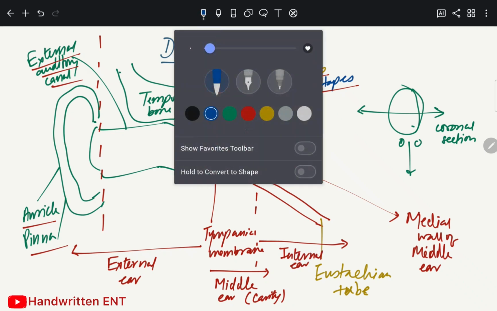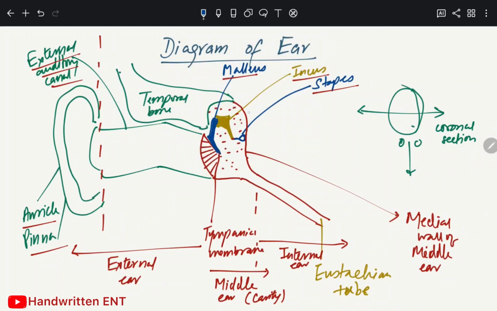So let's draw them. We have our semicircular canals over here, like this. So this is a semicircular canal, this, this and this: three semicircular canals.